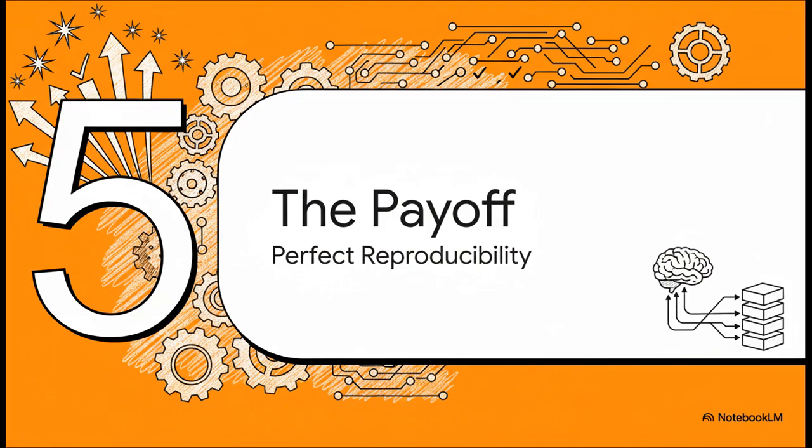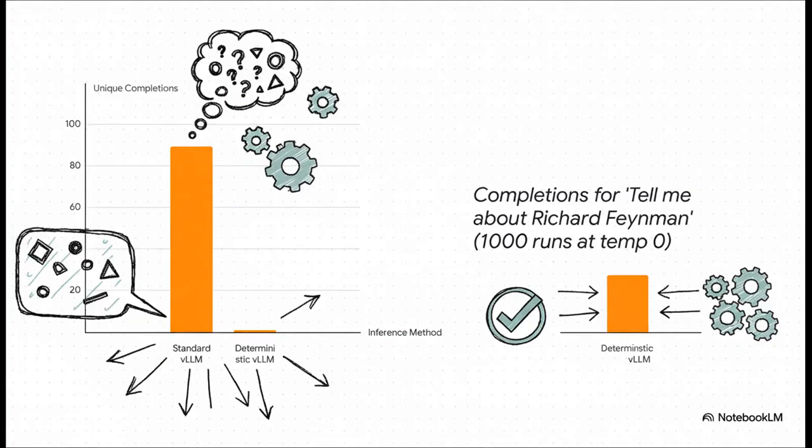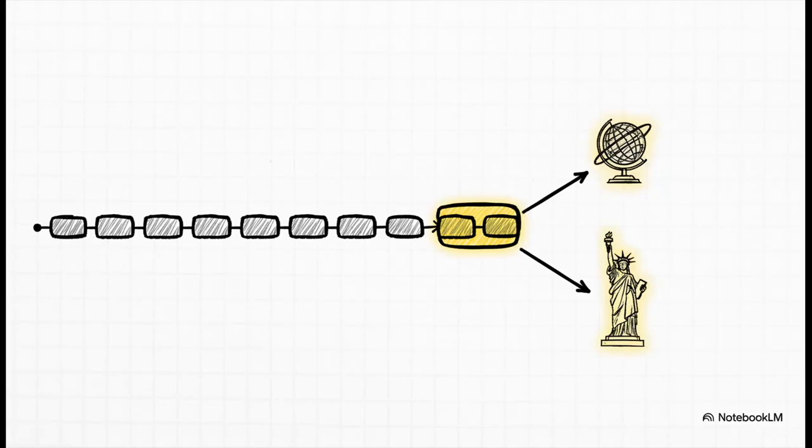So after all that complicated engineering, did it actually work? Let's take a look at the payoff, because the results are honestly pretty amazing. You know, a picture is worth 1,000 words. The researchers asked a standard LLM the same question 1,000 times, and they got over 80 different answers. But then, after they put in their fixes, they ran the test again. The result? 1,000 runs, one single identical answer. That's perfect reproducibility.